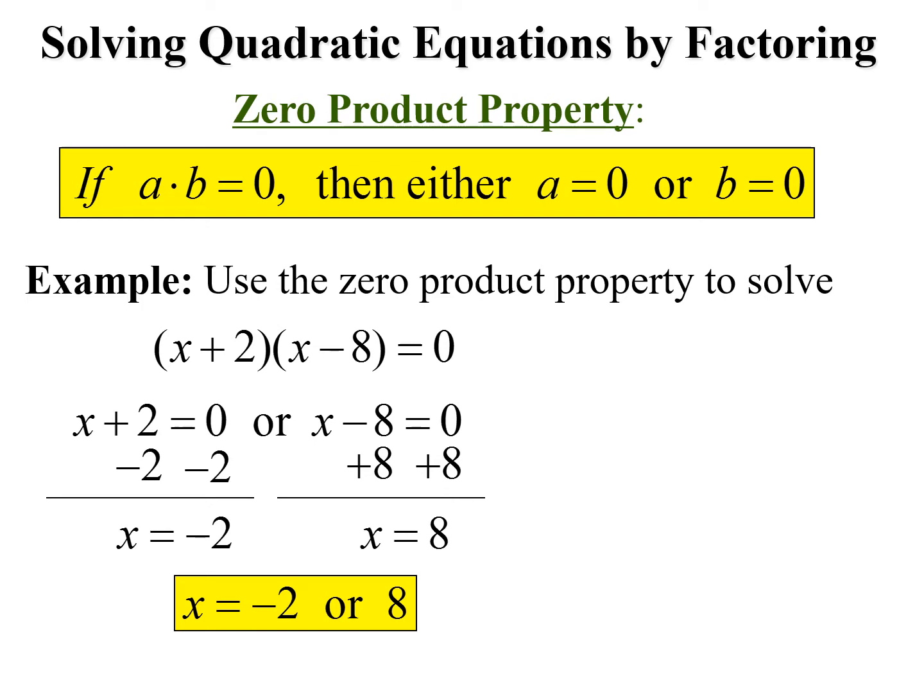So if I plug in negative 2 for x, I'm going to get negative 2 plus 2, which is 0, times negative 2 minus 8, which is negative 10, but 0 times negative 10 is 0. So we can see that negative 2 works. Now if I plug in 8 for x, we have 8 plus 2 is 10, times 8 minus 8, which is 0, 10 times 0 is 0. So we can see that both of those solutions work.